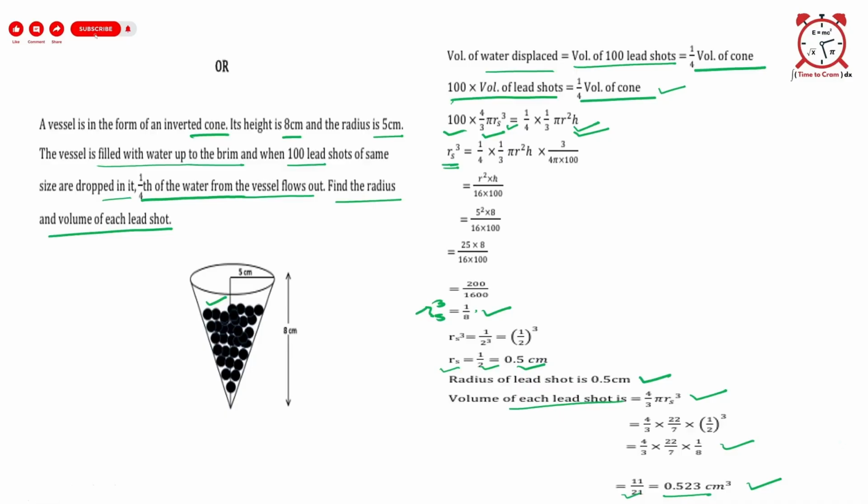So this is the last question of this model question paper 1. So here we have completed model question paper 1. I hope you will learn and understand and prepare all the questions from these 4 parts of this model question paper.